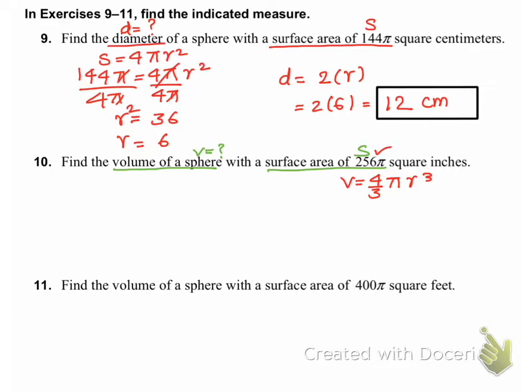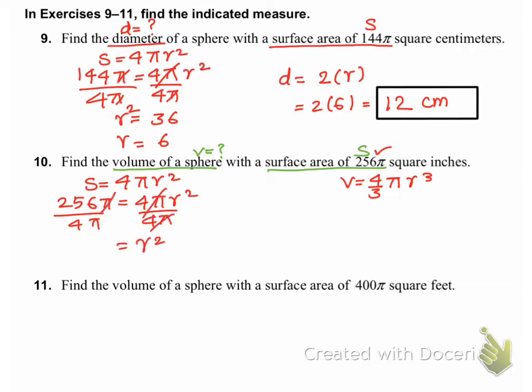So let's use the same strategy we used in the previous question. S is 4 pi r square. Let's plug it in. 256 pi is 4 pi r square. Divide both sides by 4 pi, and then we have r square is what? That's 64, and r is what? 8. Take the square roots of both sides. r is 8. I got r.